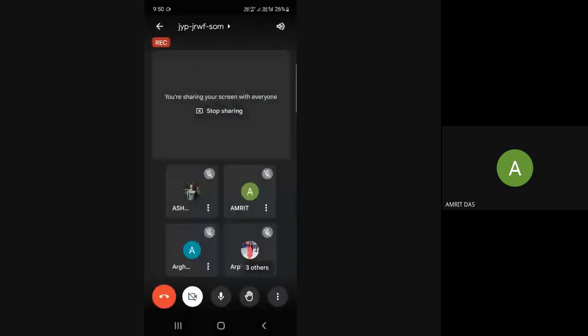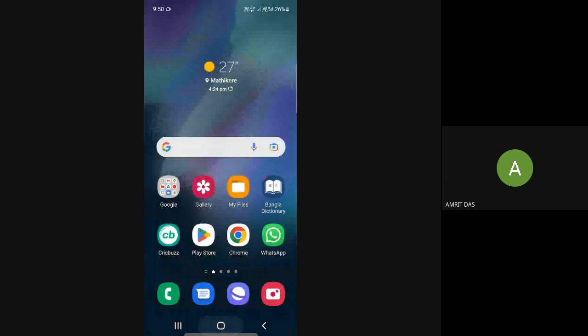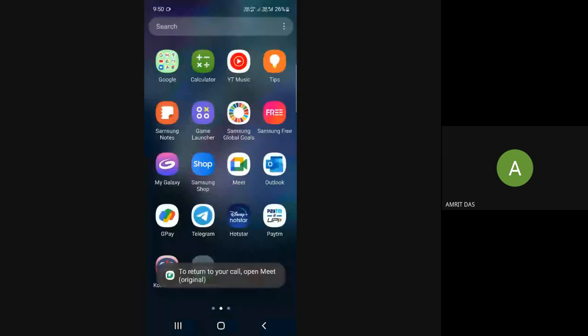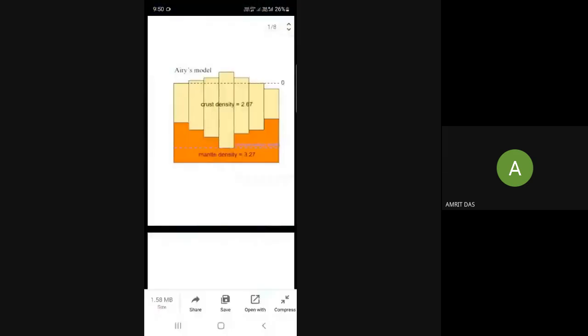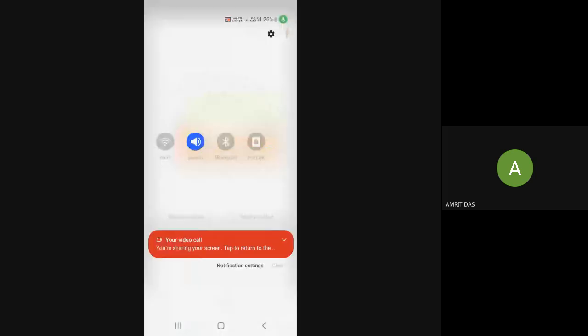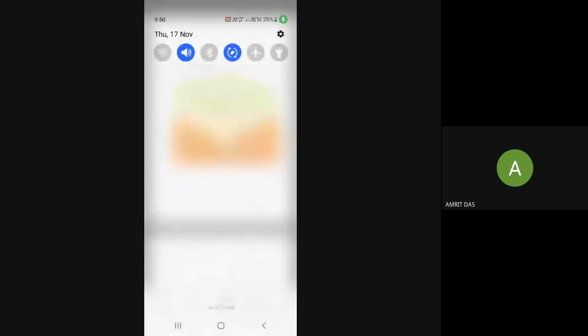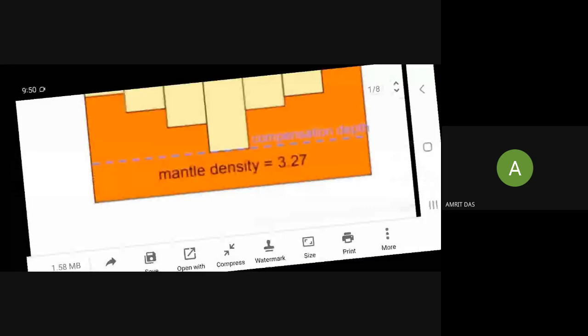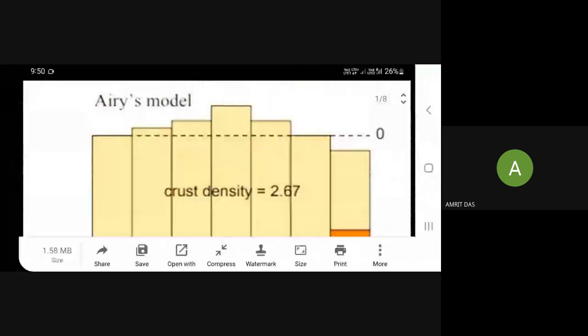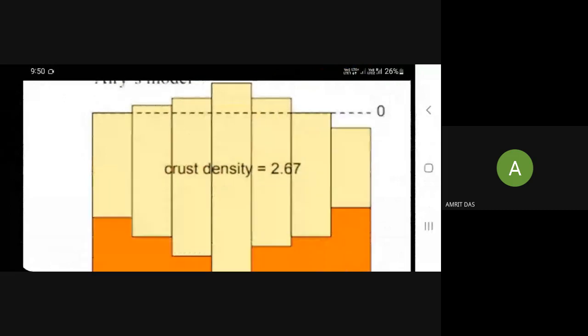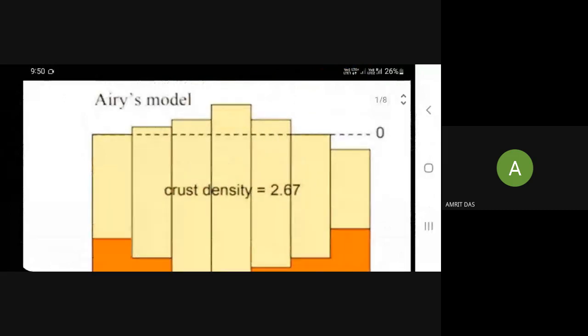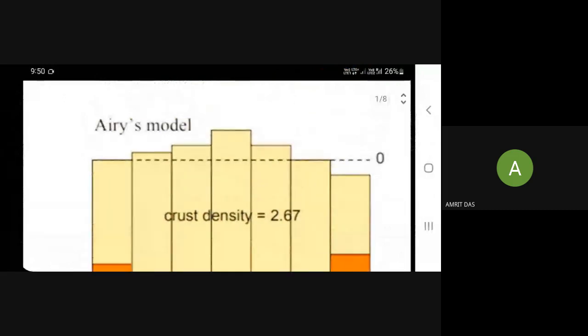Yeah. So I will share the screen first. Yeah, is it visible? Yes Vidut, it is visible. Okay.